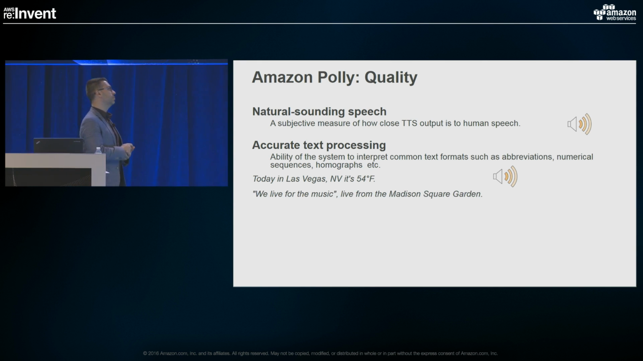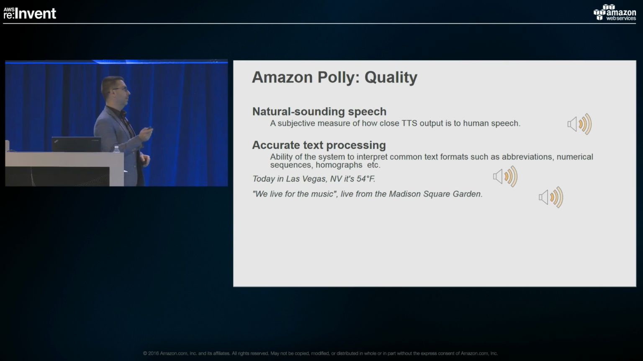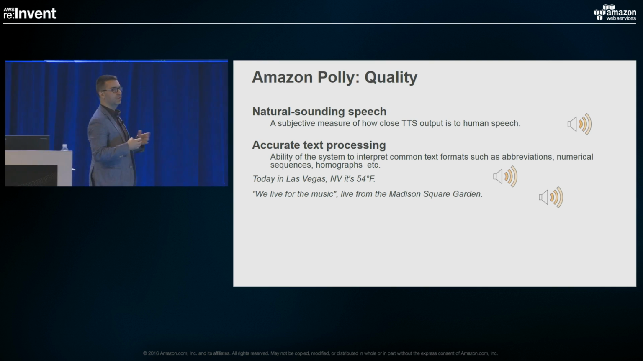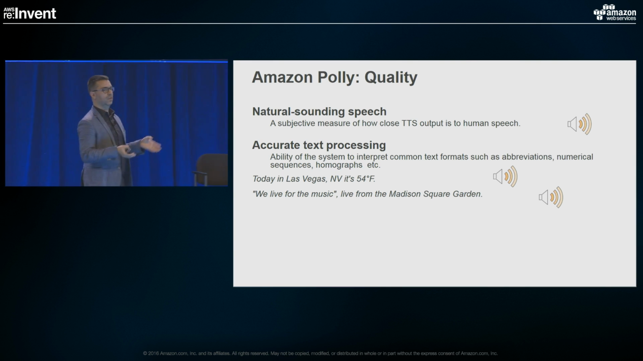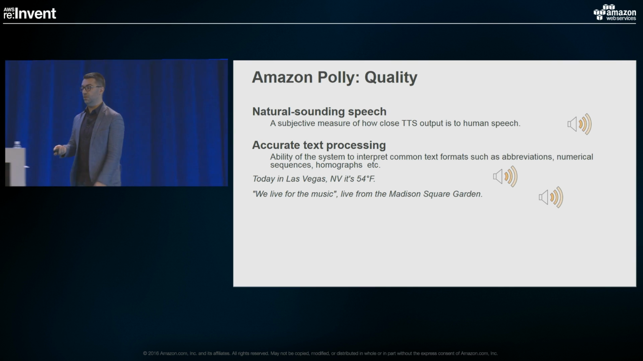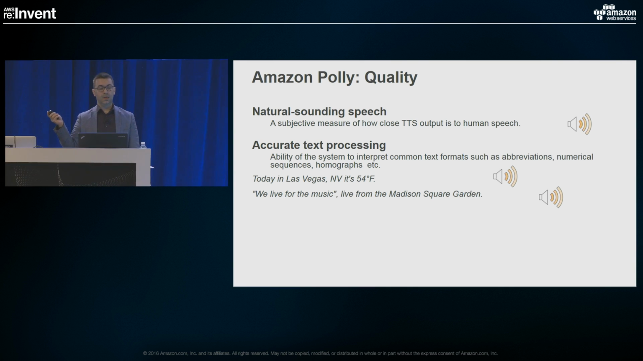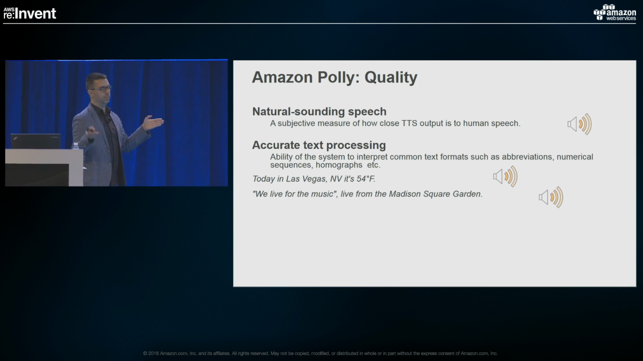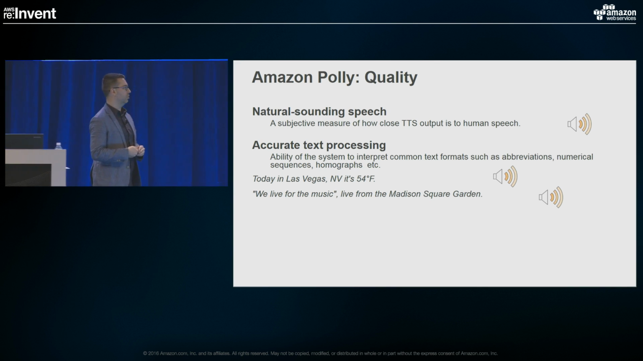Another sample. Please notice that we have 2 instances of the word live or live. We live for the music, live from the Madison Square Garden. So again, we need to understand the context in the sentence to understand how we should interpret this set of characters, how it should be pronounced. This is definitely not a trivial problem. And accuracy of text processing is already an objective measurement. So we are able to scan through various texts and measure what percentage, or what ratio, of text we are able to interpret correctly.